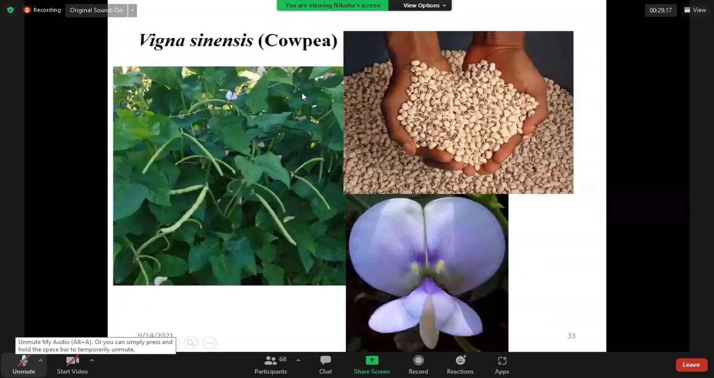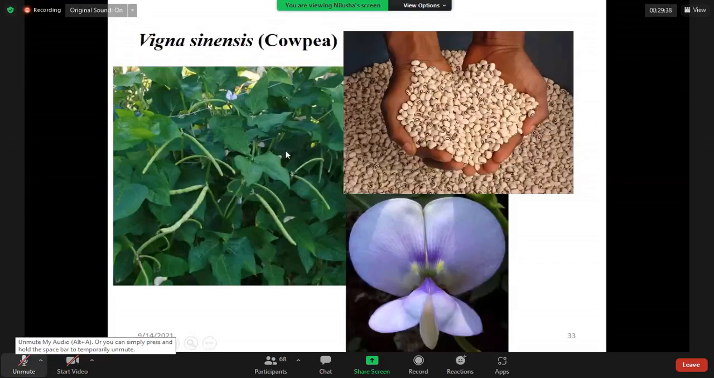Next one is the cowpea. You all know about this one. This is the flower. This is the seed, and this one is the pod and the plant. Vigna sinensis is the botanical name.